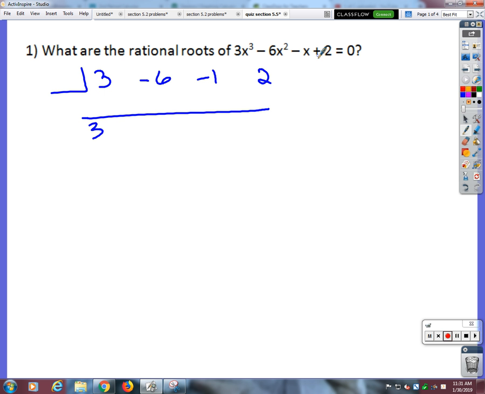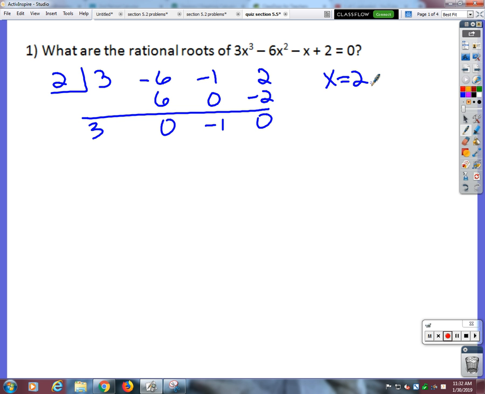So 2 was the easy one to find that worked. So 2 times 3 is 6. Negative 6 plus 6 is 0. 2 times 0 is 0. Negative 1 plus 0 is negative 1. And then 2 times negative 1 is negative 2. Those add up to be 0. So that means that x equals 2 is one of our answers.